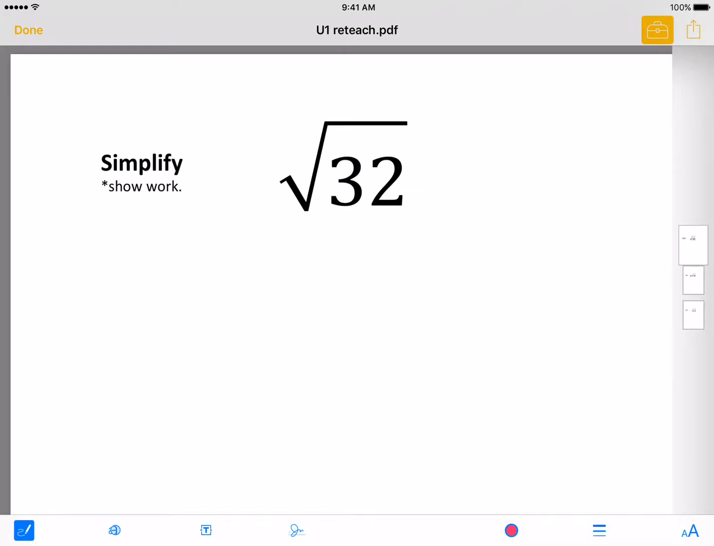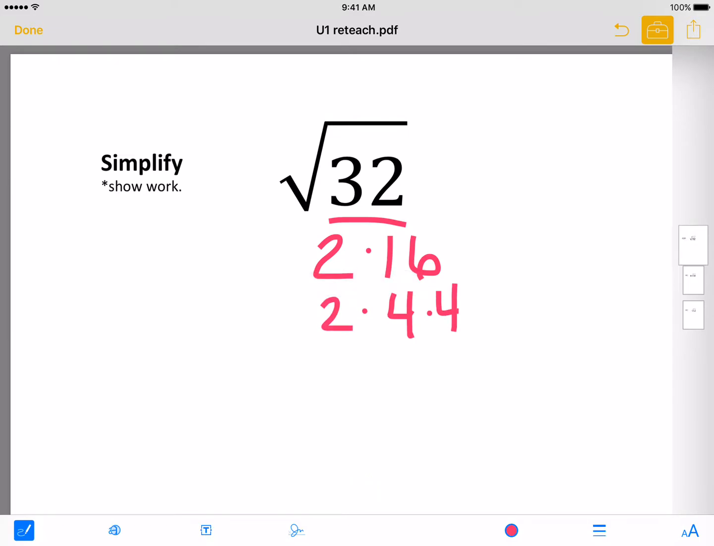Today we're going to be completing a lesson on reteaching Unit 1, Lesson 1 on reducing roots. As you can see, we're starting with the square root of 32. The first thing we want to do is take 32 and break it down into smaller multiplication numbers. We know that 32 ends in a 2, which means it's divisible by 2. In your calculator, 32 divided by 2 is 16. From there, 16 breaks down into 4 times 4.